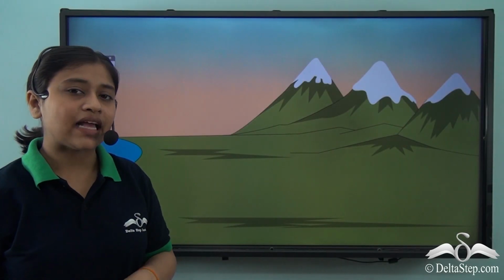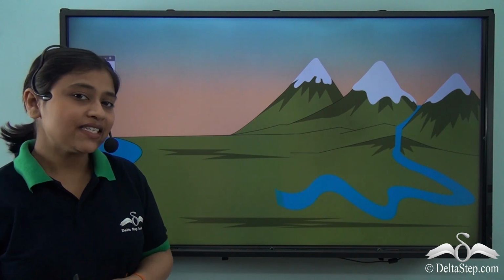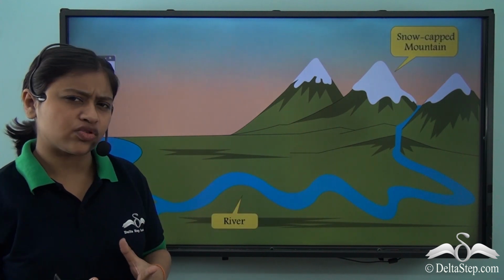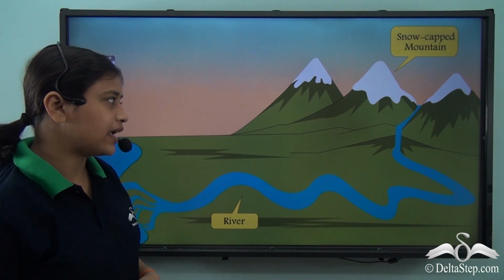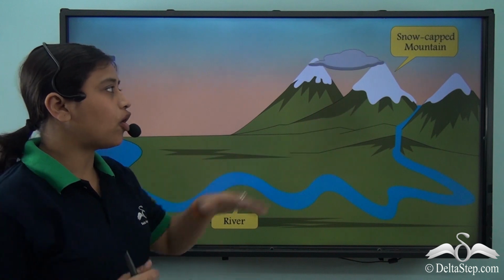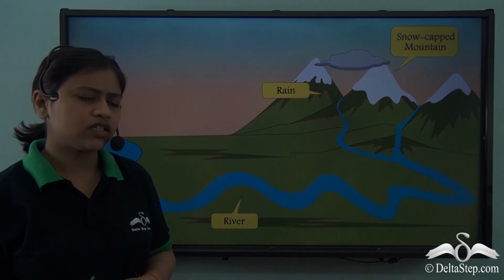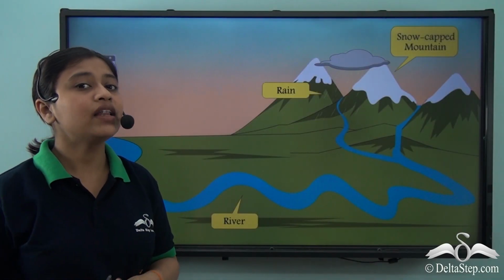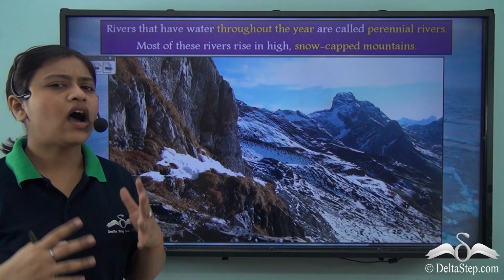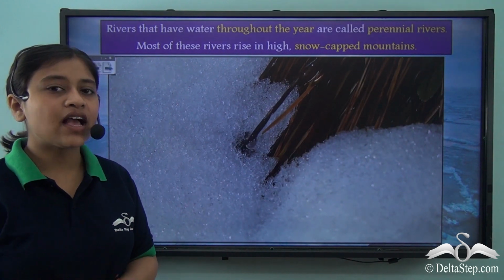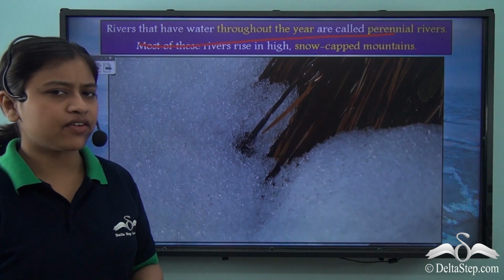Now, did you know that some rivers are permanent in nature? Now, how is that? Basically, they are fed by two sources that give them continuous supply of water almost throughout the year. It may be a melting glacier or even rainfall, right? So, because they have continuous flow of water, they are called permanent rivers or perennial rivers. Therefore, how do we define perennial rivers? Rivers that have water throughout the year are called perennial rivers.